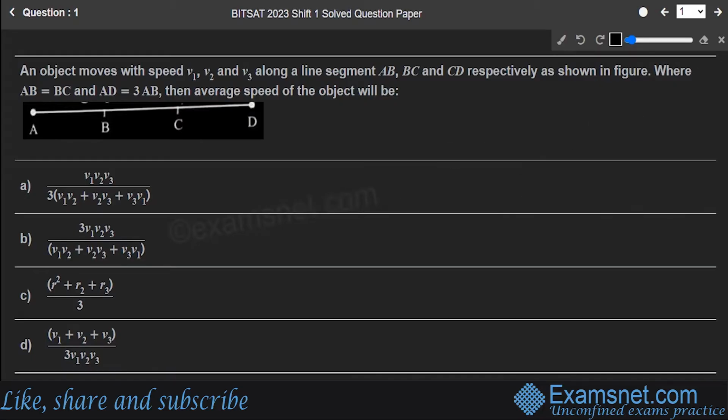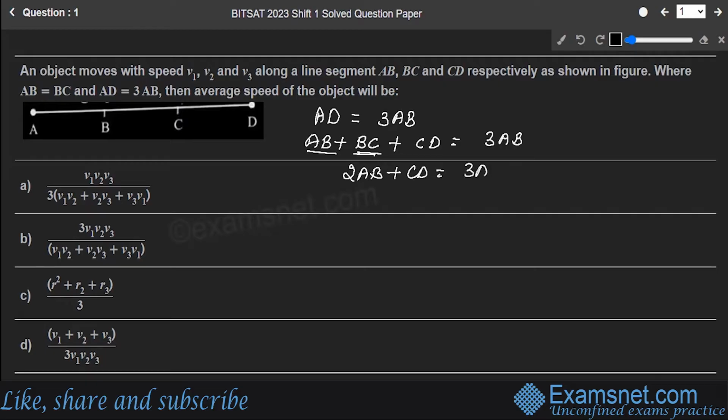An object moves with the speeds v1, v2, v3 along the segments AB, BC, and CD respectively as shown in the figure, where AB is equal to BC and AD is equal to 3AB. Then the average speed of the object will be. You are given that AD is equal to 3AB, which is AB plus BC plus CD. This gives me AB plus AB, that's 2AB plus CD is equal to 3AB, or CD will be equal to AB.